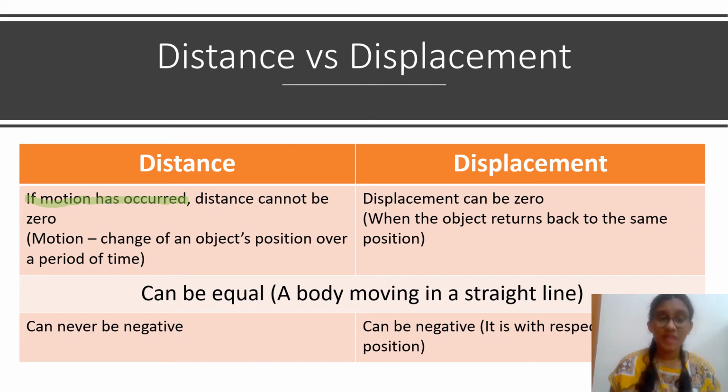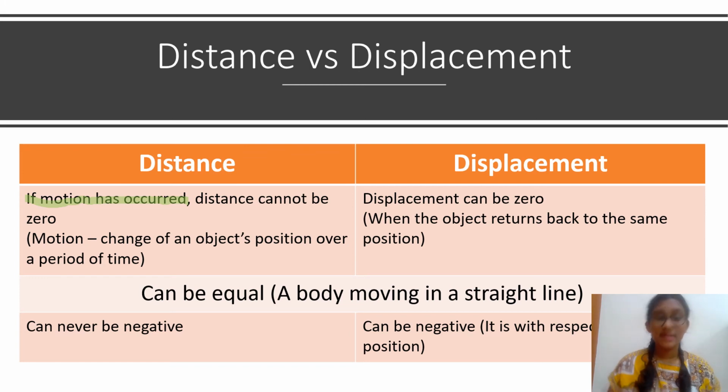So if there is no change in the object's position, there is no distance covered. So if an object has moved, that means it has covered a particular distance, so it cannot be 0. Even if the value of the distance is very negligible, for example 0.001, that much of a measurement has already been covered by the body, and that is the distance. But displacement can be 0. As we already explained in the previous example, the car started from point A and returned back to point A, where the displacement is 0, but the distance is not 0.